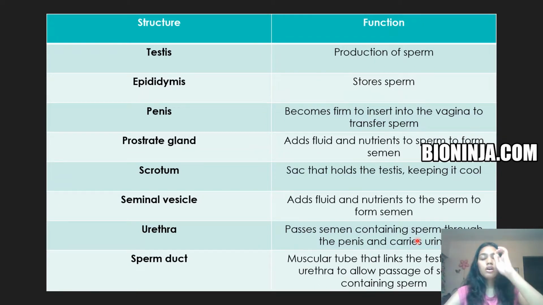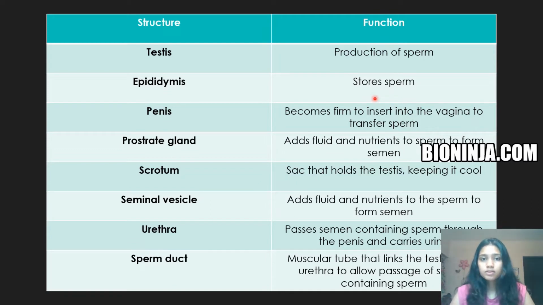And now the function of each structure. So one is the testis, the most important organ that you need to associate the male reproductive system with. It is used to produce sperm, which is the male gamete. Then you have the epididymis, which stores the sperm. As we've already seen, the epididymis is located right above the testis. Always remember epididymis over the testis.